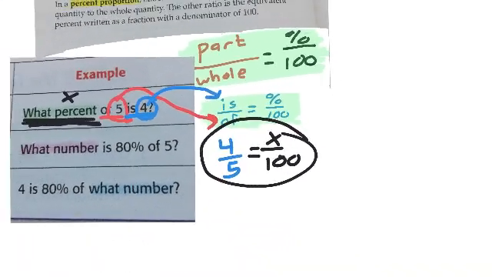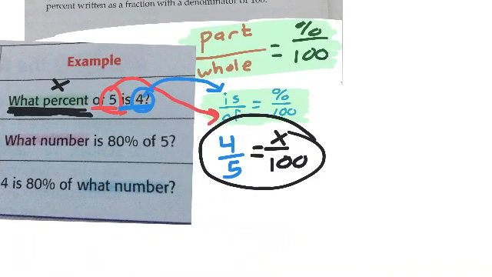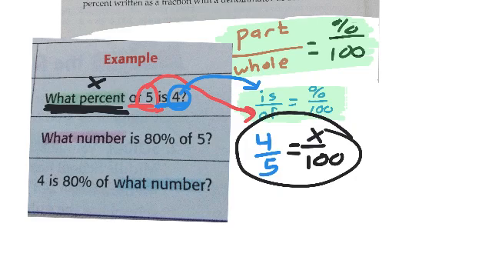But again, the main thing that we're going to be working on today is setting it up, because that's what's new to you. Look at the second example. It says, what number is 80% of 5? So in this example, 80 is my percent because it is right next to percent. So now I know the percent. And then the 5 is right next to the word of. So 5 is my of value.